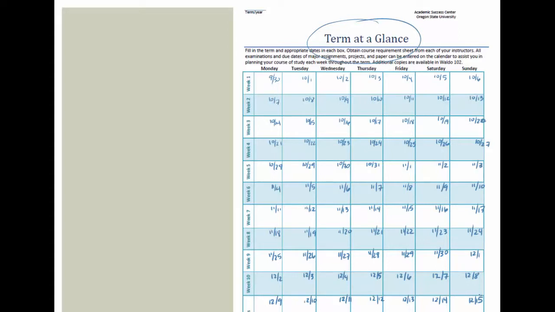To fill in your term at a glance worksheet, you will start by adding the dates to your calendar. The next step of filling out a term at a glance is probably the most time-intensive of the process, and it requires attention to detail. Use the syllabus from each of your classes to note the required assignments, exams, projects, or papers and their due dates on the calendar. The amount of detail you choose to add is up to you.